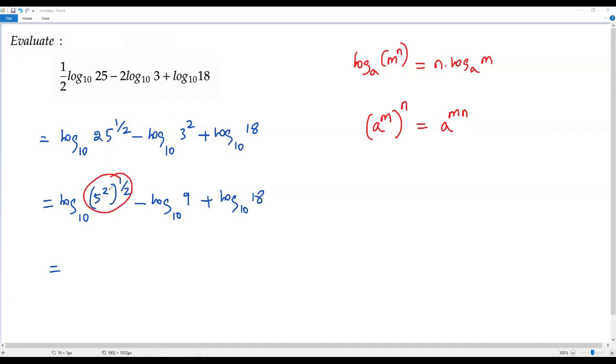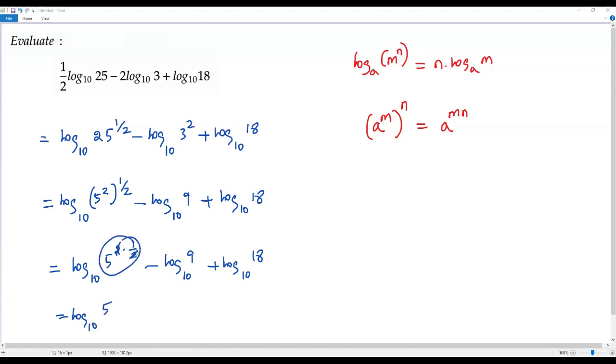So here also we have the same stuff, that is we have base 5 and exponent 2, and for this complete stuff we have exponent 1/2. Now I can multiply the two exponents over here. Then I'm getting log base 10 of 5 to the power of 2 times 1/2, negative log base 10 of 9, positive log base 10 of 18. Now this 2 will cancel out. Then we get log base 10 of just 5, because 5 raised to the first power is just 5, negative log base 10 of 9, positive log base 10 of 18.